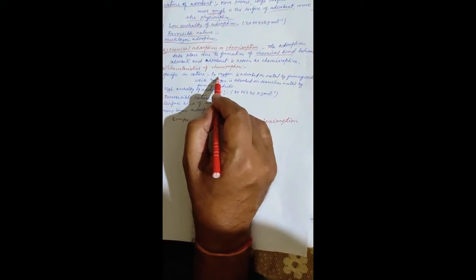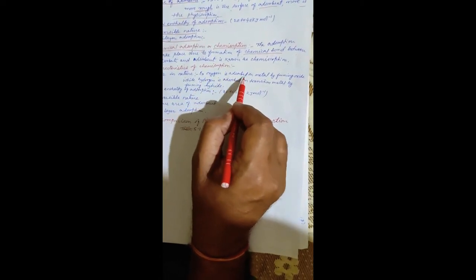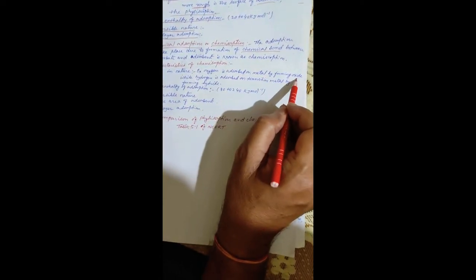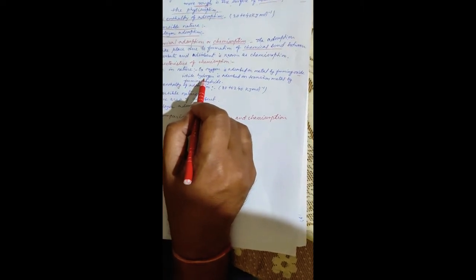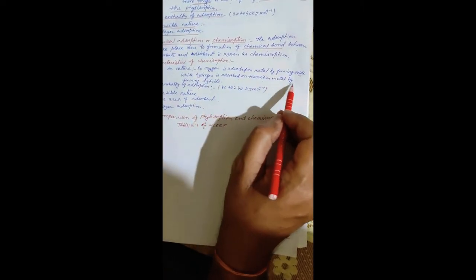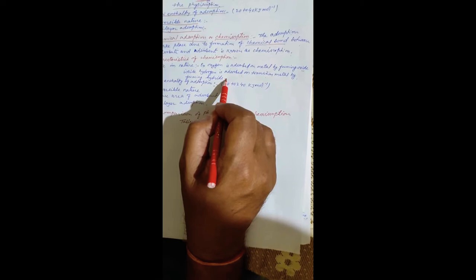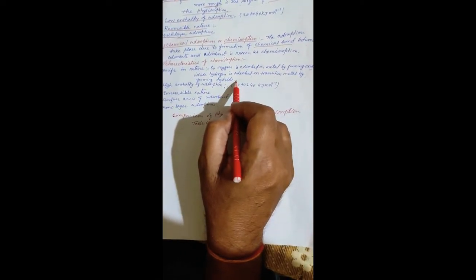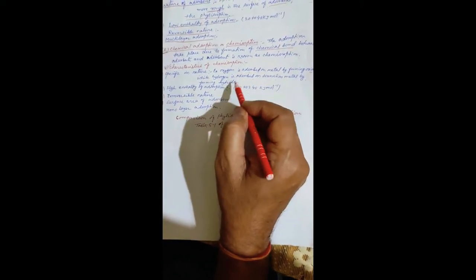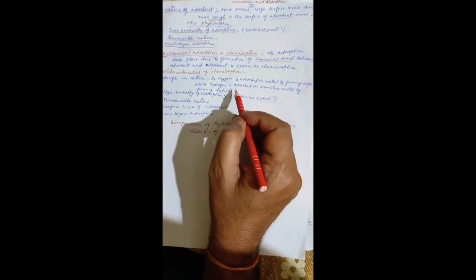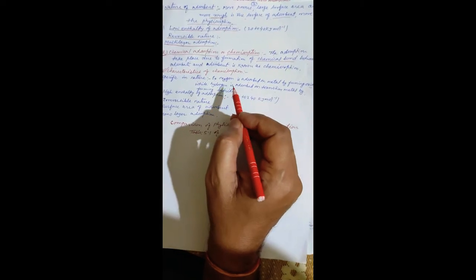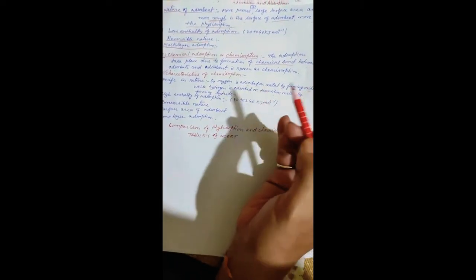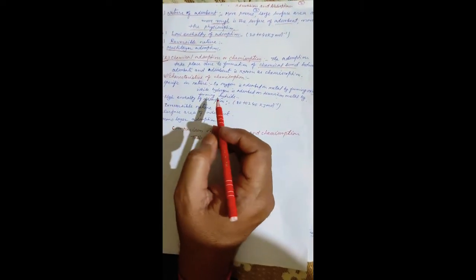Just an example we tell. Oxygen is adsorbed on metal by forming oxide, while hydrogen is adsorbed on transition metal by forming hydride. Oxygen forms oxide, hydrogen forms hydride. So the chemical bonding formed depends upon the nature of adsorbate and adsorbent. So it is highly specific.